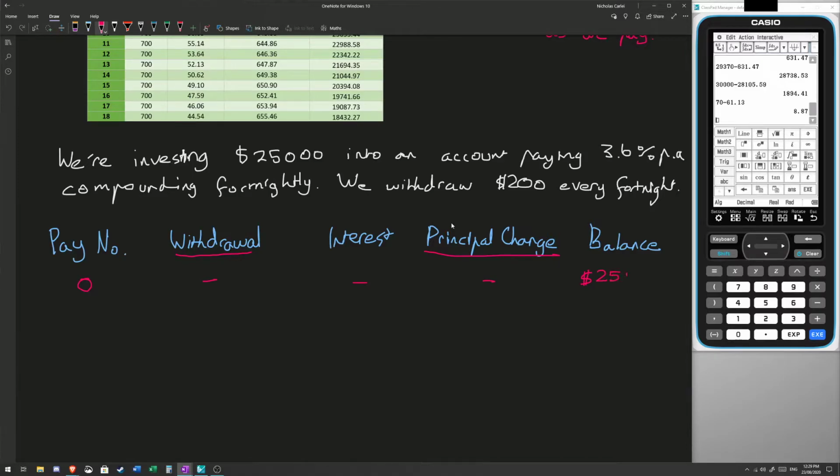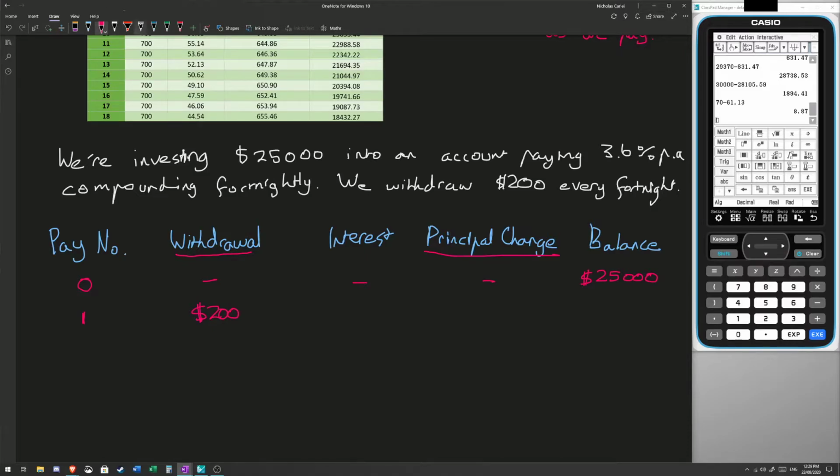So that's $25,000. Okay. Our payment number. Now, again, payment number, withdrawal number, it's basically the first fortnight. What happens in the first fortnight? We withdraw money. Okay, how much are we withdrawing? $200. Okay, again, I'm using the dollar sign. I shouldn't because it's going to take too long. Okay, withdrawing $200. How much interest do we earn?